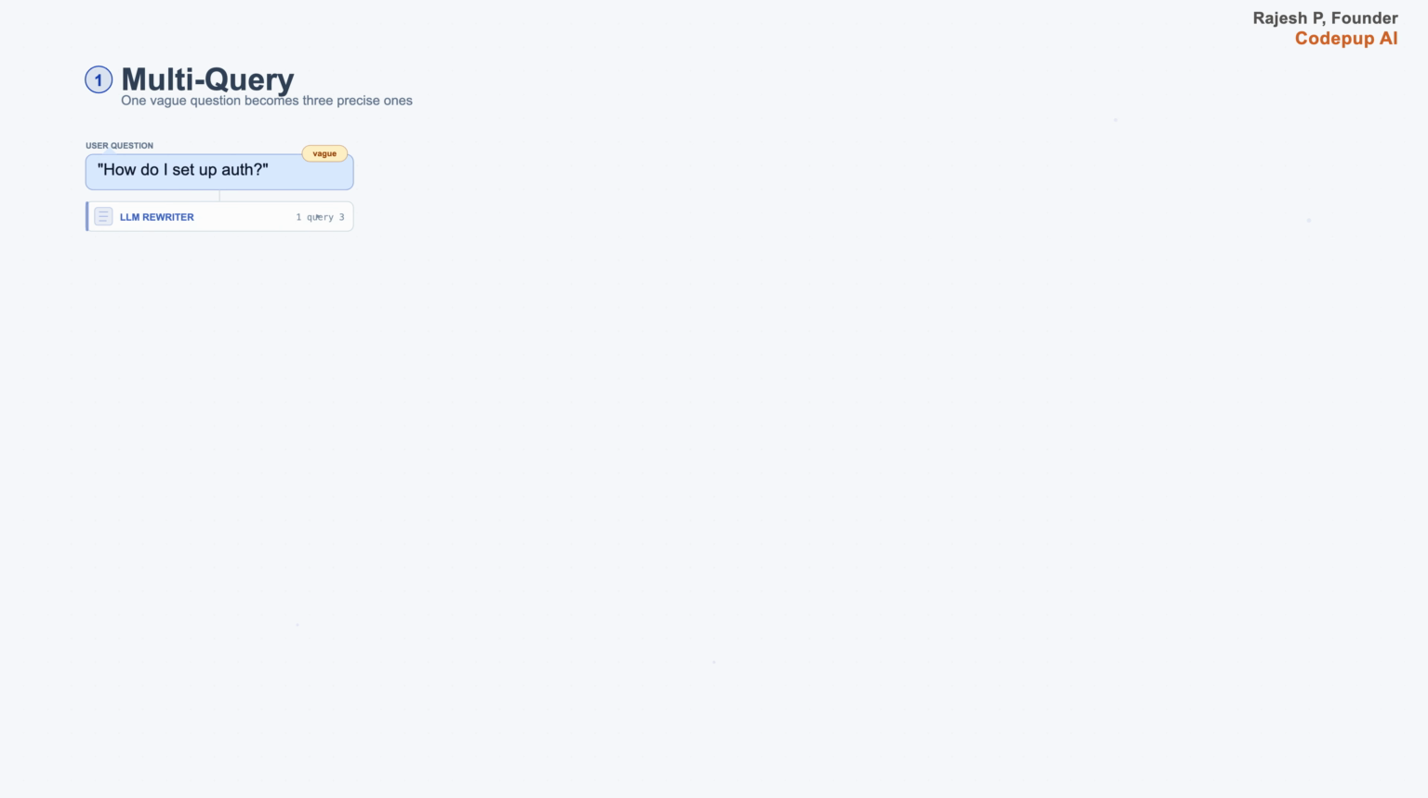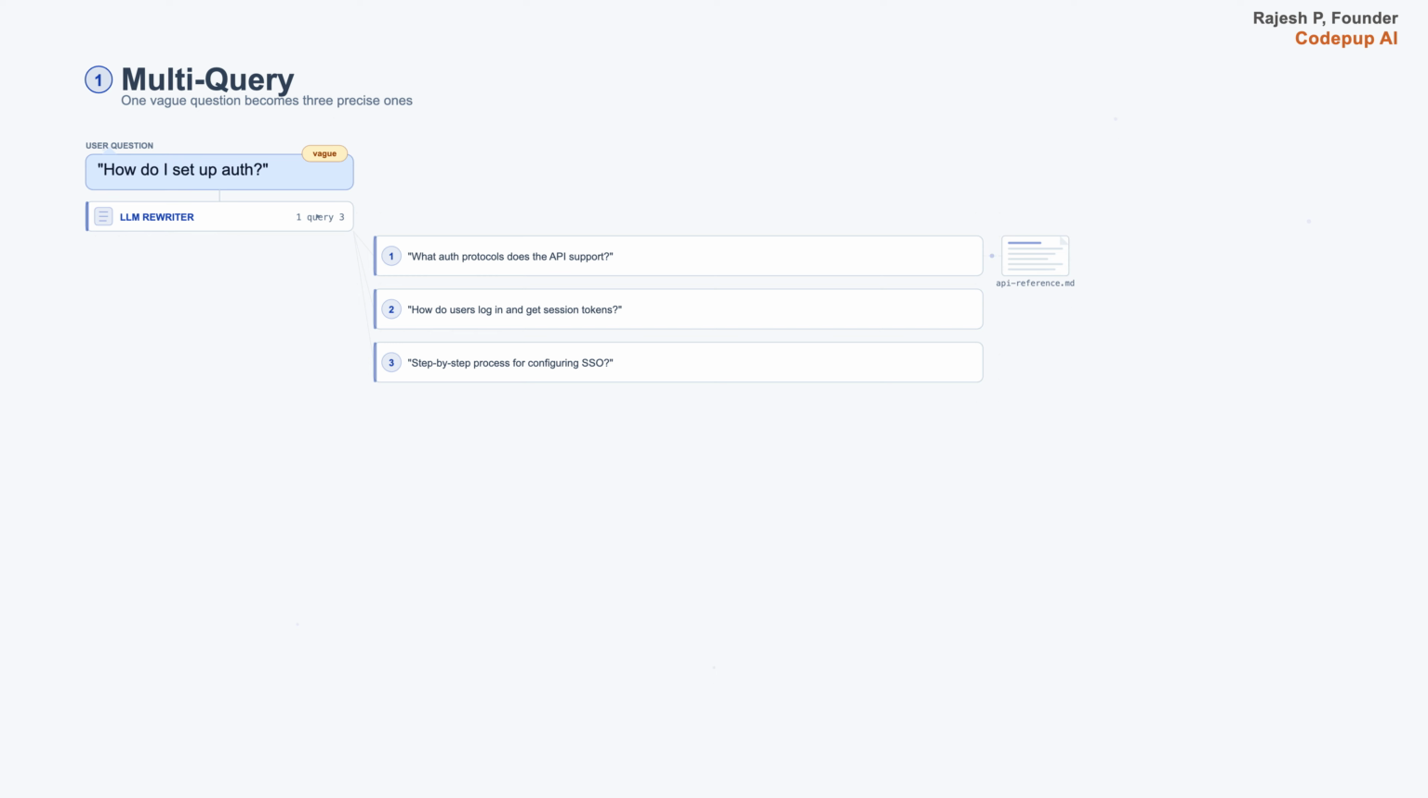A user asks, "How do I set up auth?" The LLM takes that vague question and rewrites it into 3 specific versions. Version 1. What authentication protocols does the API support, such as OAuth 2 or API keys? Version 2. How do users log in and receive session tokens? Version 3. What is the step-by-step process for configuring SSO with a third-party identity provider?